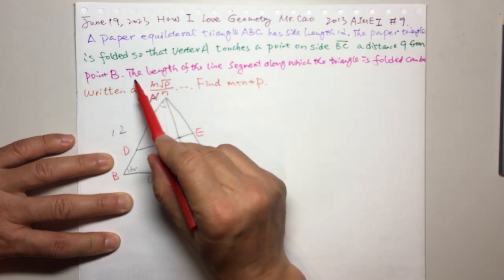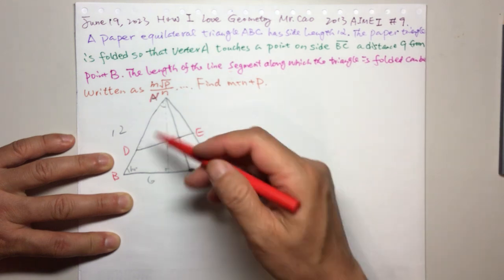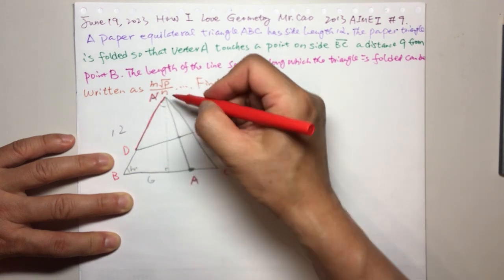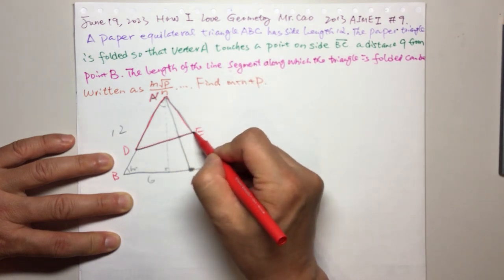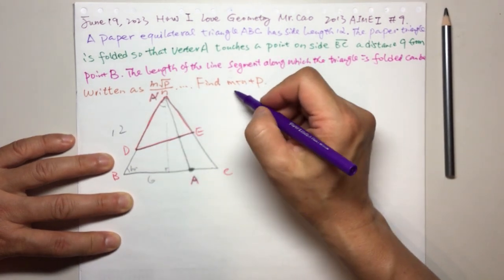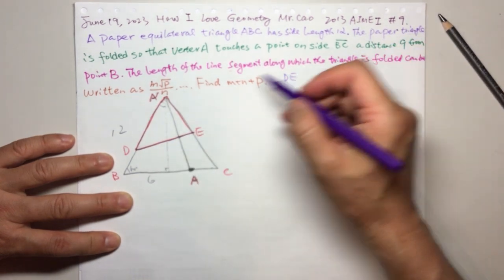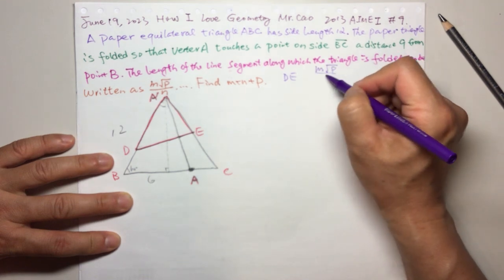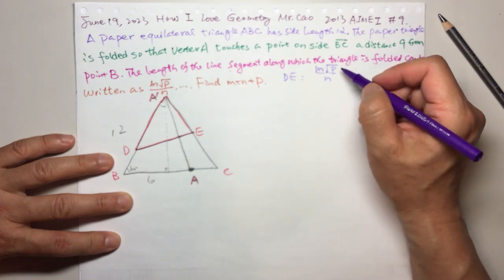The problem asks us to find the length of the line segment along which the triangle is folded. So it folds from here, right? Now this part is folded along this segment. That's what the problem is talking about. We will find DE, right? And DE can be written in this form, m times square root of p over m. So we will find m plus p.